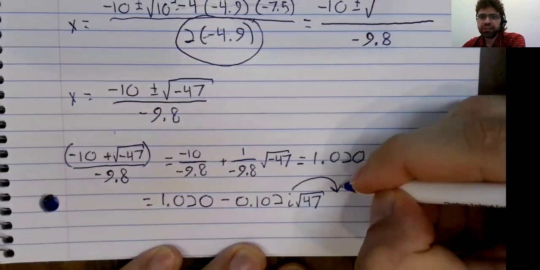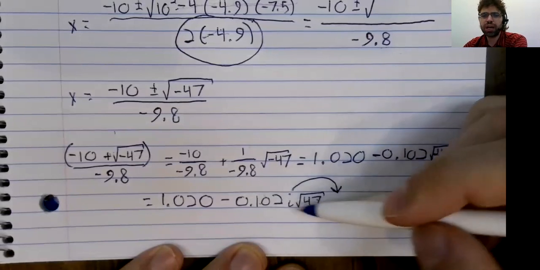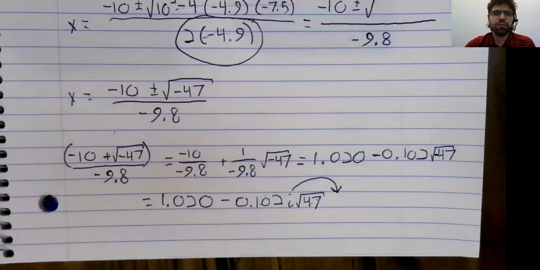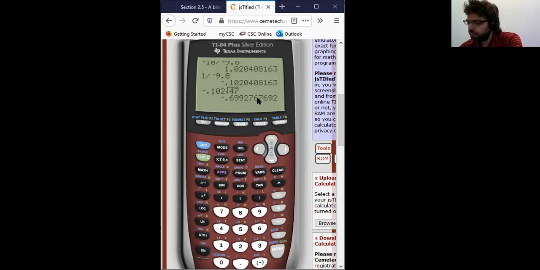So we can simplify this further. We can take this i over here and then multiply these together. Negative 0.102 times the square root of 47. Let me just jot this down as quick as I can so that you can then actually see what's going on.